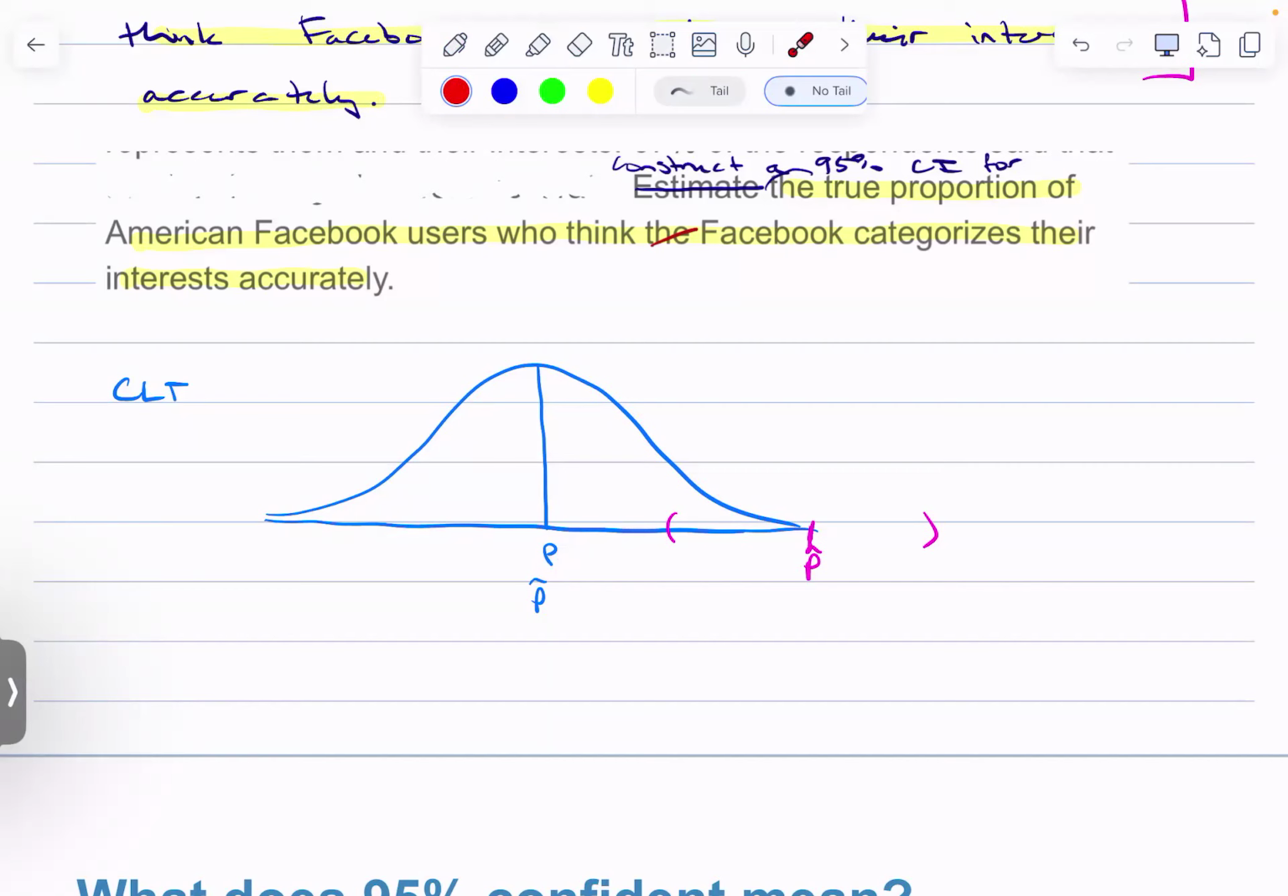How I like to think of it is, if the stapler is the population proportion, it exists. It's some number. If we were able to collect information from all American Facebook users, we would be able to find the population proportion. But we don't need to because we have statistics. But this value is fixed.